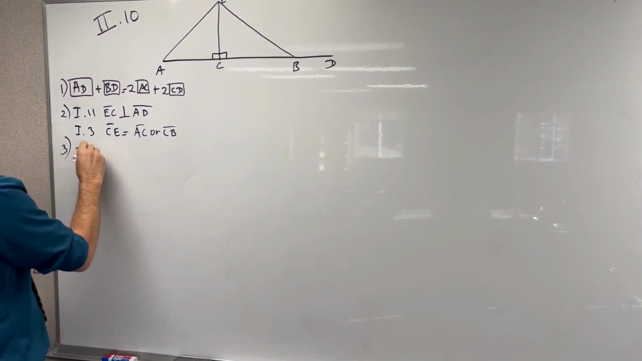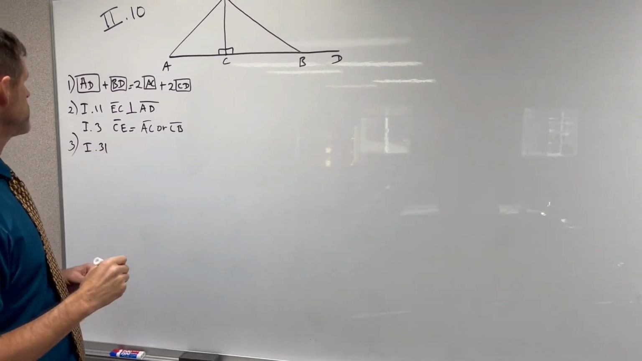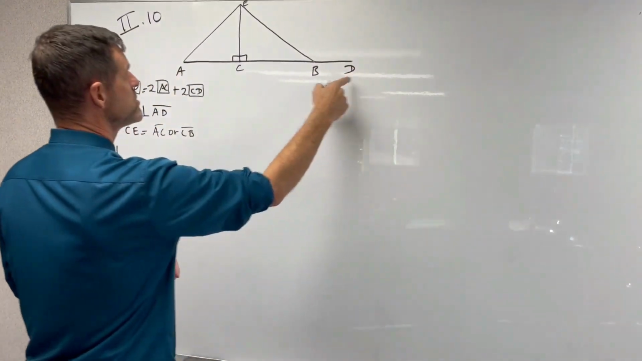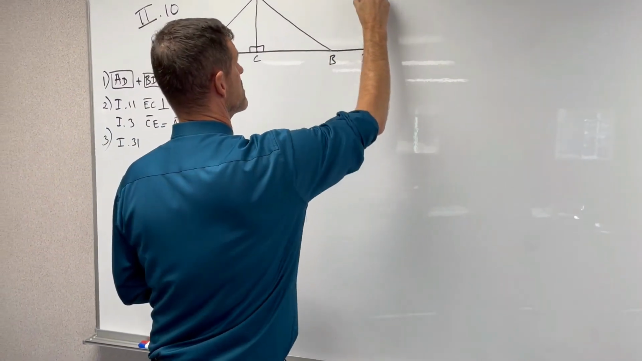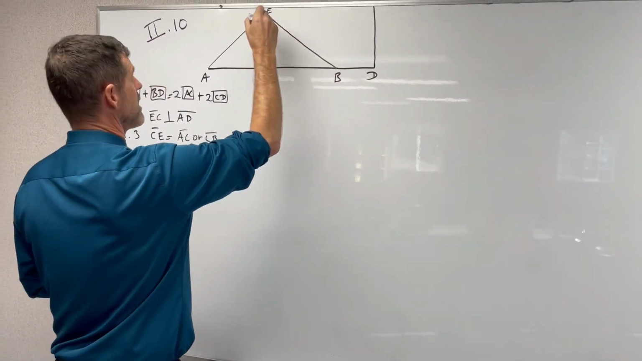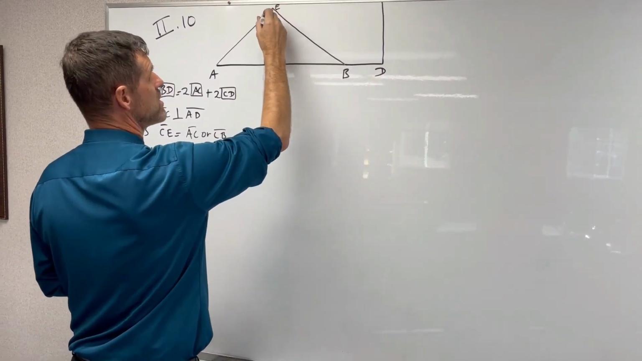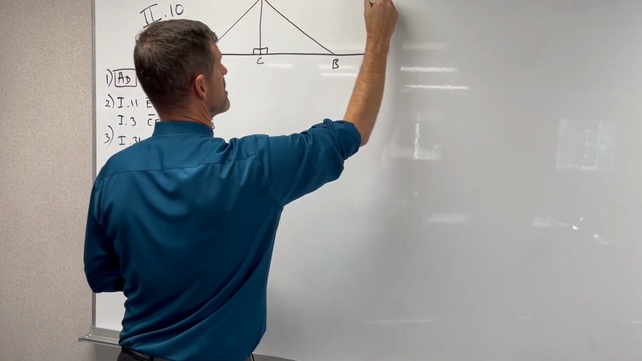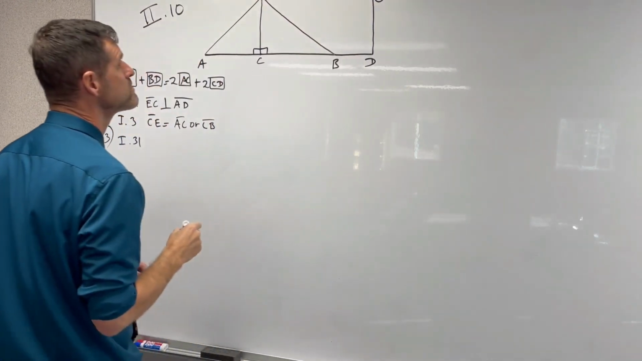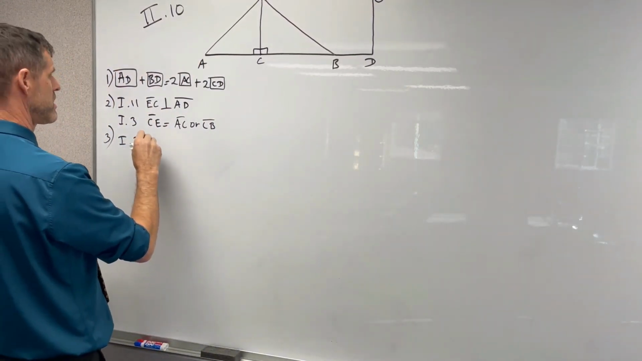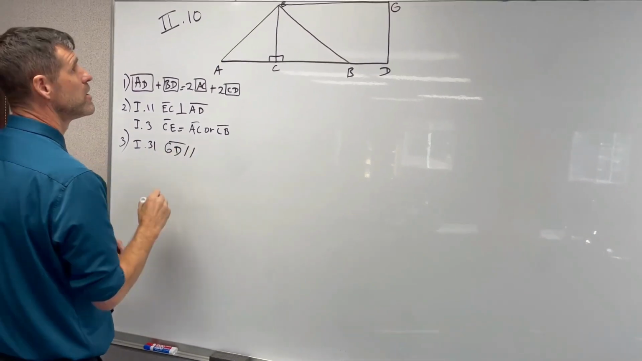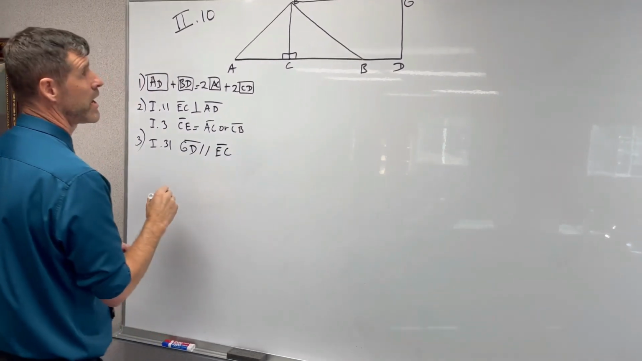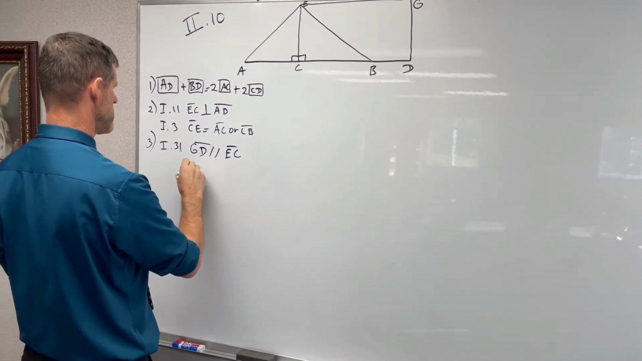And then using Book 1, Proposition 31, we're going to create two parallel lines. We're going to create a line from D parallel to CE. We'll draw that like so. And then we'll draw a line from E parallel to AD, meeting that line there. We'll call this point G up there. And so we've created line GD parallel to EC and line EG parallel to AD.